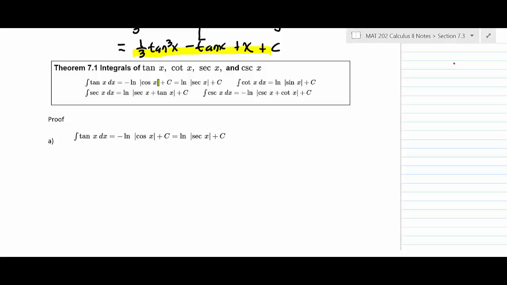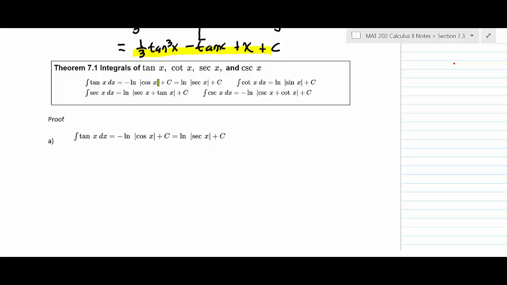Cotangent, okay? This one is a little harder to figure out, but if you do this, the derivative of this would be 1 over cosine times negative sine. What's sine over cosine? Tangent, but you have that extra negative to cancel out that negative. So a lot of times you can reason that out. A tangent and a cotangent has a natural logarithm. These are a little harder to figure out, but they have kind of a similar structure to them.